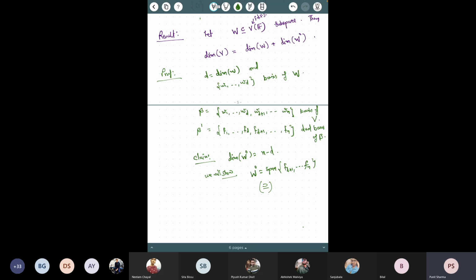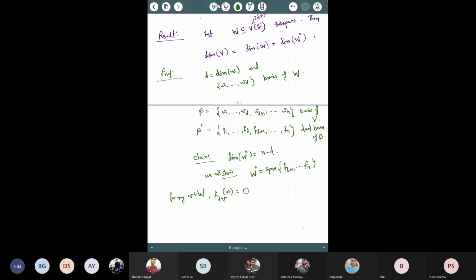So why is this true? Let me show that f_{d+1}, because of the duality here, this b dash is the dual of v, f_{d+1} of w. So for any w in the subspace W, what is the value of this? Let's say d plus j for any j. Is it 0? Why?